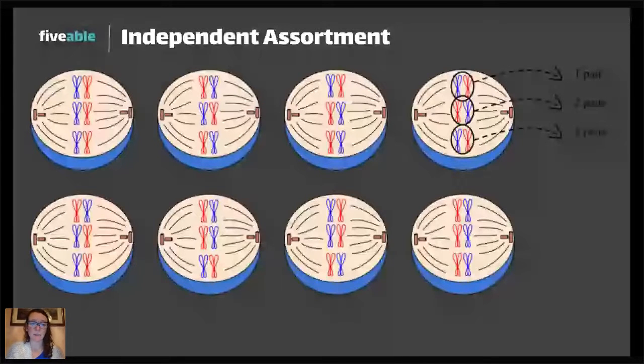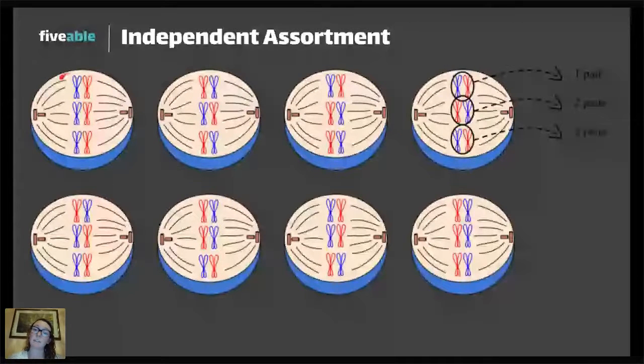But what you can see here, so independent assortment is really nothing other than there is a chance, a 50-50 chance. So let me get my pointer out, sorry. There's a 50% chance that this blue chromosome, so picture the blue chromosome, I'm sorry, let me back up for a second. This is a pair of homologous chromosomes. So this is kind of where like meiosis vocab kind of gets out of control. But these are homologous chromosomes.